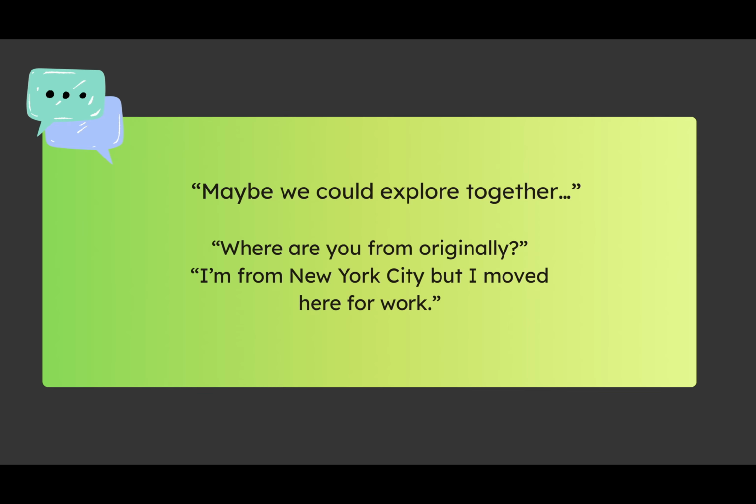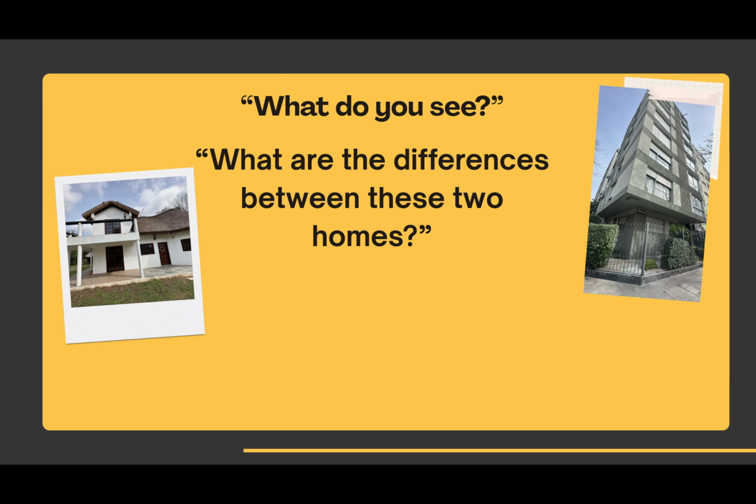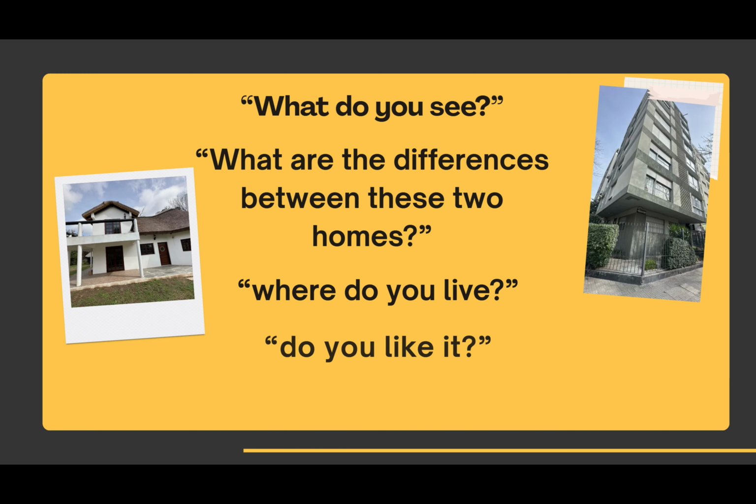Now, to integrate these concepts in a class, I would implement a listening activity for a 7th grade group, and I would focus on the third dialogue from the video. So to begin, I would guide students through a short warming up. First, I would show students two pictures, one of a house and another of an apartment. And I would ask questions like, what do you see? What are the differences between these two homes? Then some personal questions like, where do you live? Do you like it?